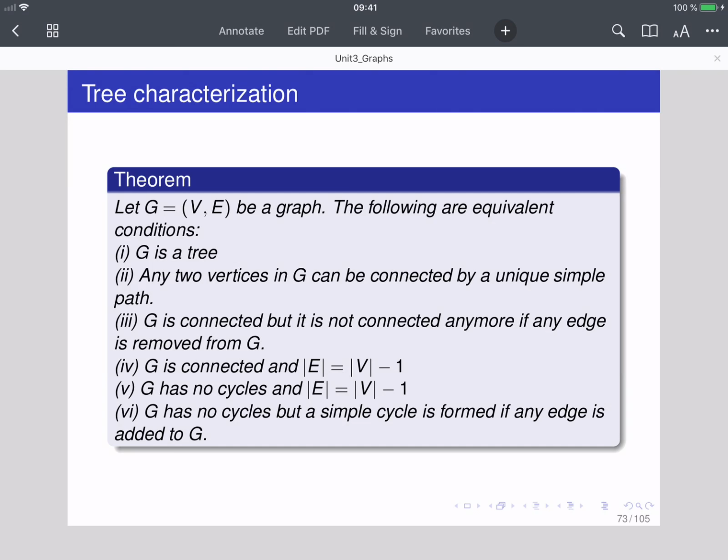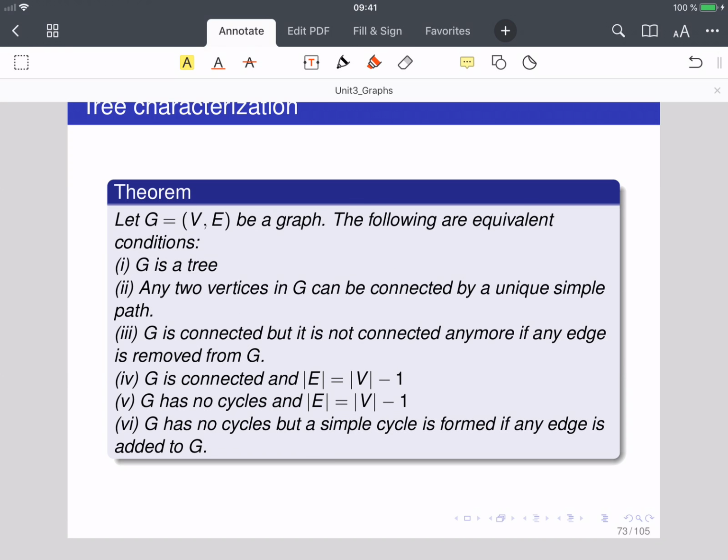Okay, but what is important about this theorem is that it tells us several important ways of recognizing a tree. If we have a graph with any of the properties in this list, then we know that it is a tree. The idea is to use the previous lemmas and the definition of a tree as a graph which has no cycles but is connected.